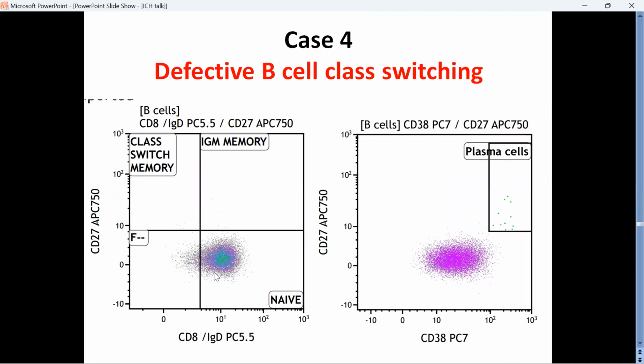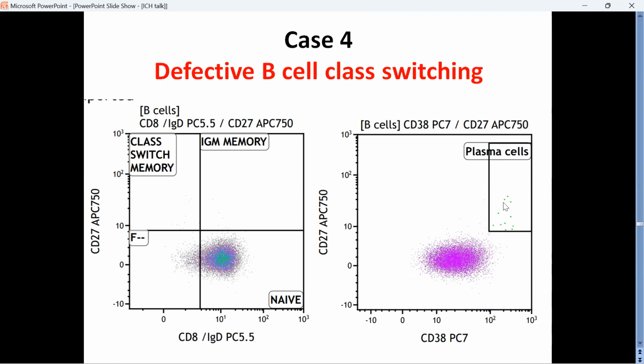You find predominantly naive cells expressing IgD. Okay, we have duplex here, so don't consider this CD8. So these are all naive cells which is expressing IgD, and you find there is no class switching. So the B cells are not class switching to IgG, IgE, or IgA. And similarly, you find very, very less number of plasma cells here.